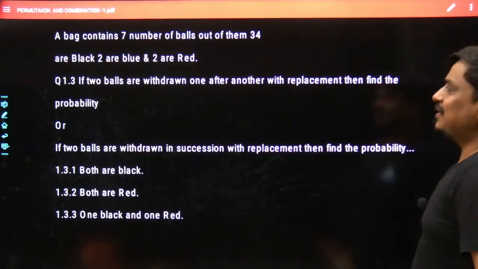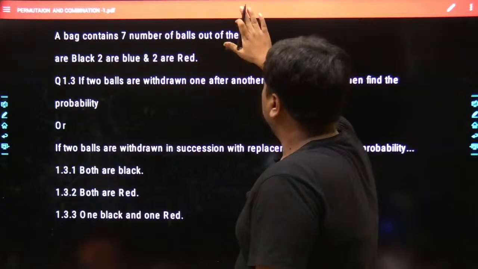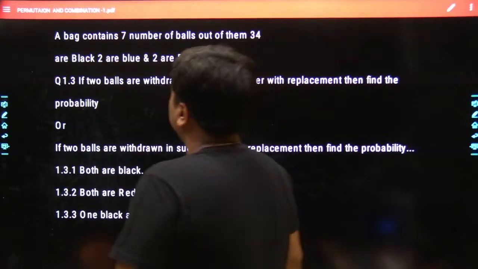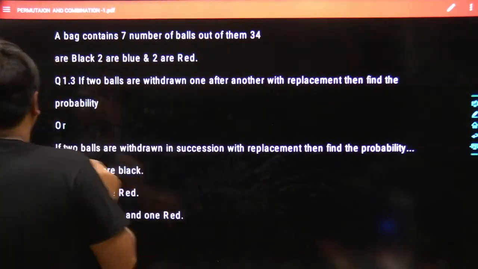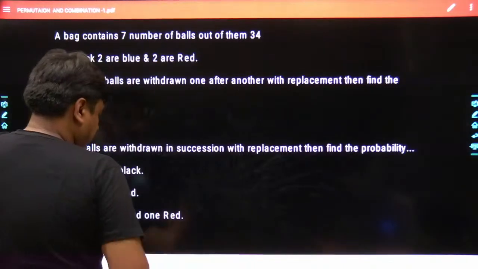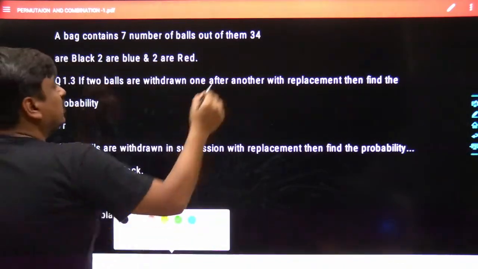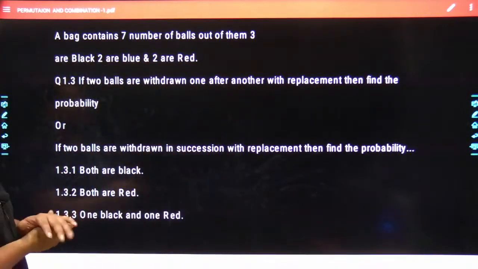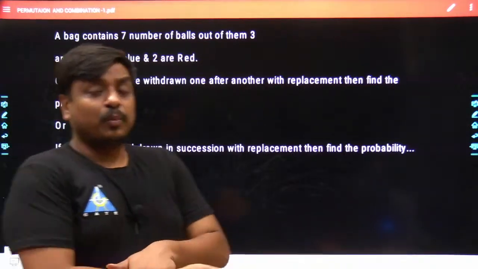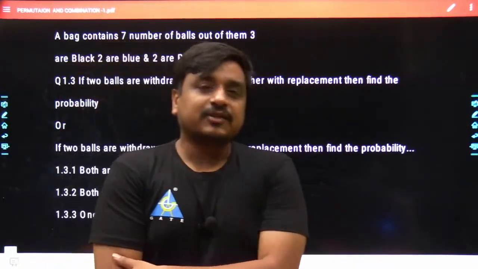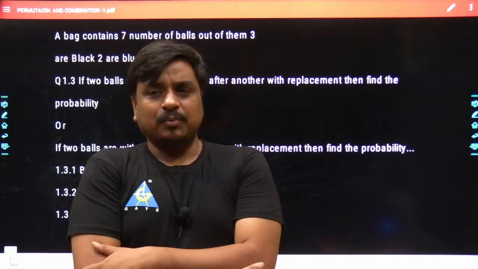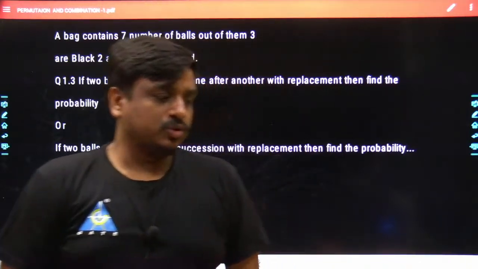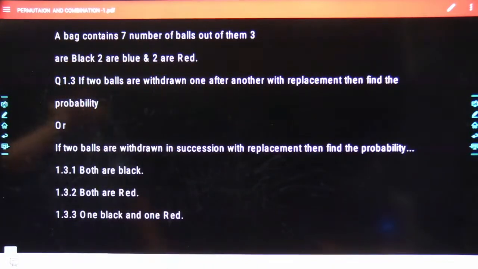A bag contains 7 balls, of which 3 are black, 2 are blue and 2 are red. Just a minute, here a certain mistake has happened. That means as far as the configuration of the box is concerned, there is no change. It's still 7 balls: 3 black, 2 red and 2 blue. No change.